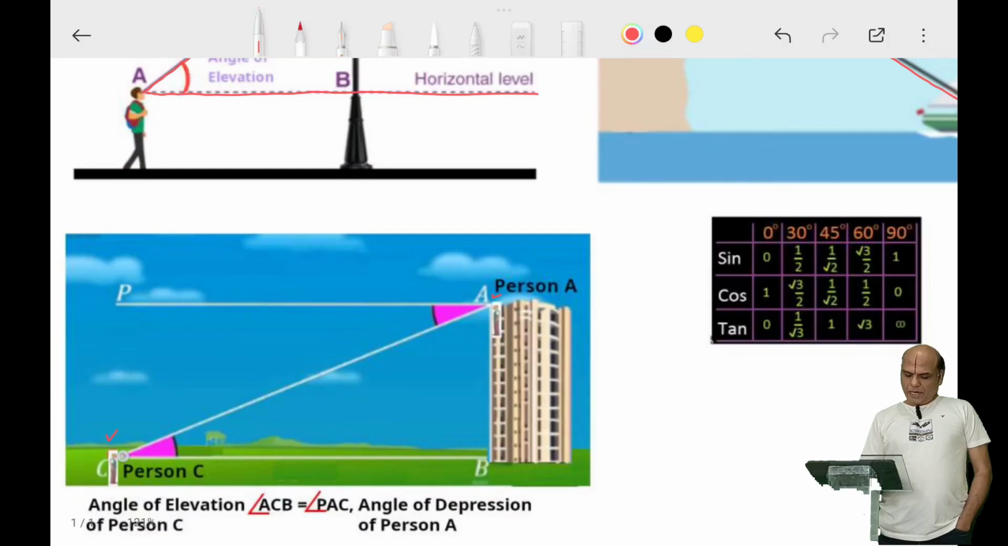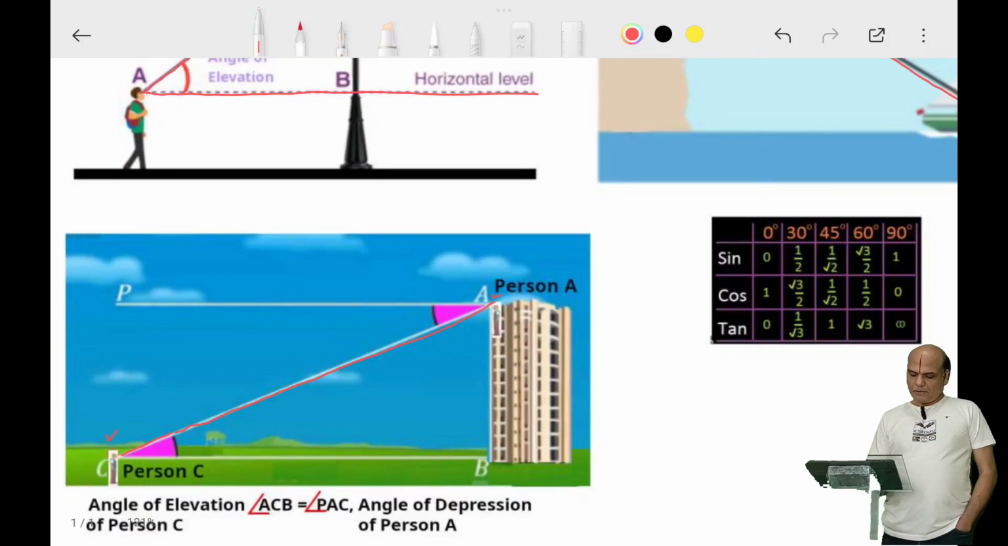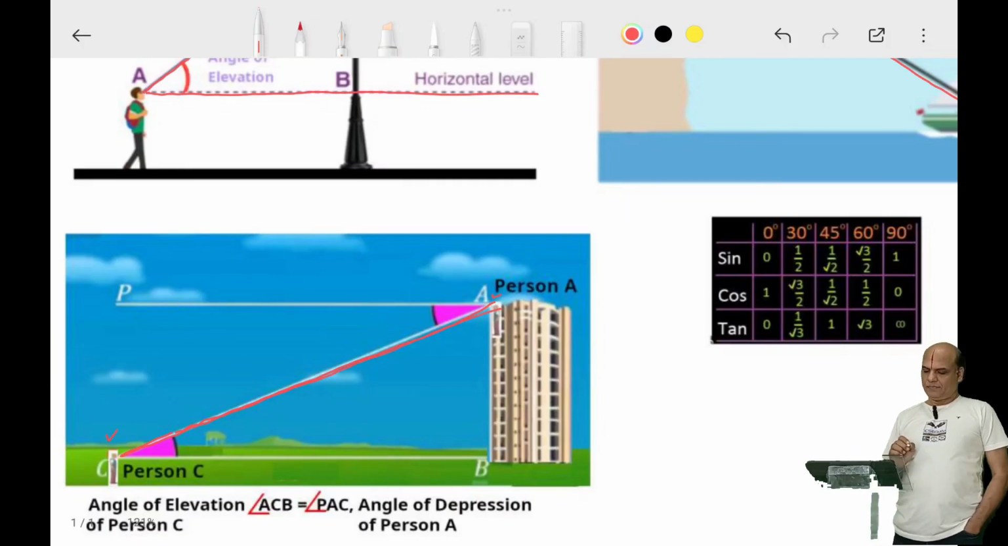Then the line joining the eye of this person and the eye of this person is called line of sight. So let us call this person C. Person C is standing on the ground and person A is standing in a flat and looking out of the window, perhaps. So when these two persons look at each other, the line joining person C's eye and person A's eye is called line of sight.